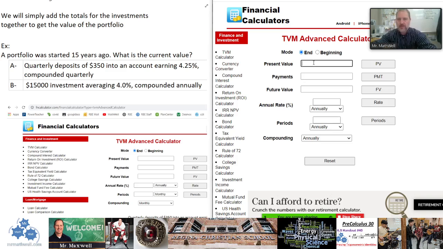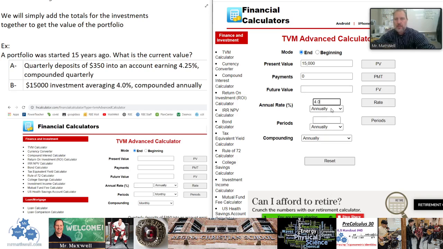$15,000 investment. Present value, 15 grand. Okay, 15,000. Now there's no deposits here, so payments are 0. Future value, we don't know. We're going to come back to that. What's the annual interest rate? Well, it's 4% interest. 4.0 if you wish.